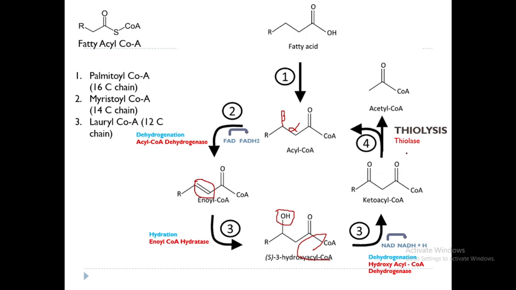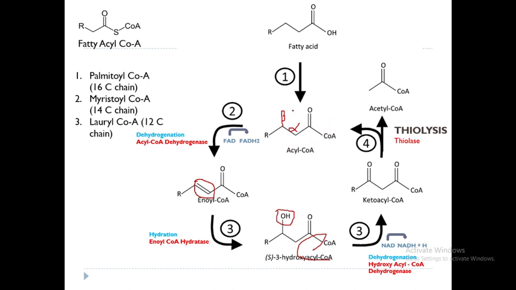And finally, the next step is thiolysis, where the thiolase enzyme splits keto-acyl-CoA into 2 compounds. One is acetyl-CoA and the other one is acyl-CoA. See here, when palmitoyl-CoA enters, it undergoes all these 4 steps to form myristoyl-CoA, because 2 carbons are removed to form acetyl-CoA here. So 1 acetyl-CoA is formed, and the 16 carbon chain compound forms a 14 carbon chain compound.